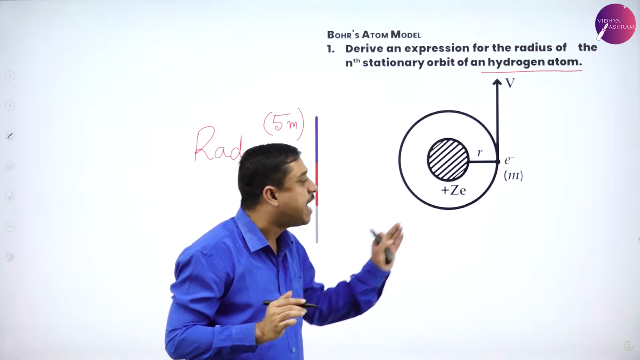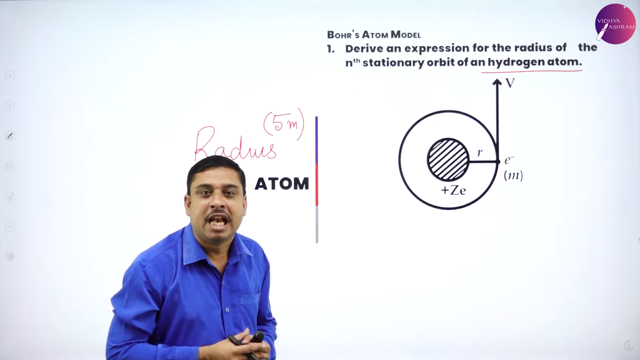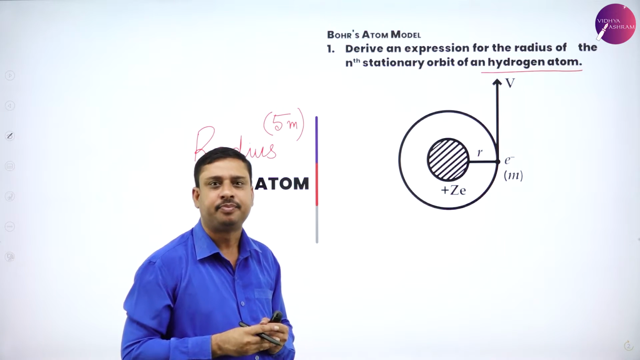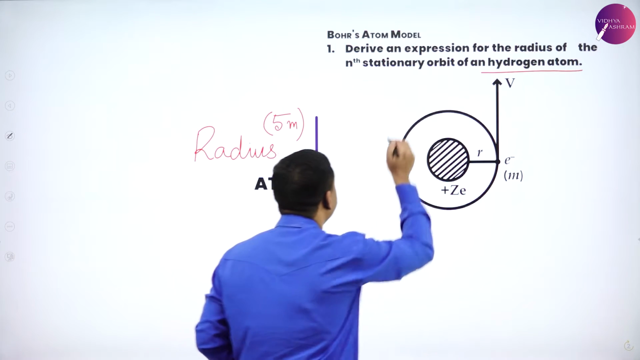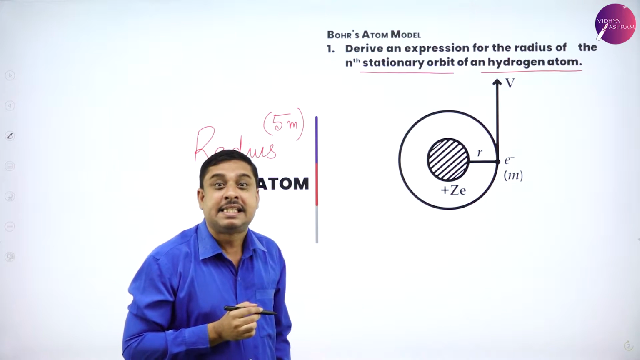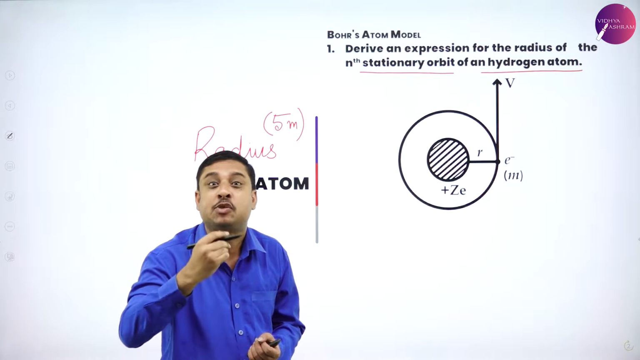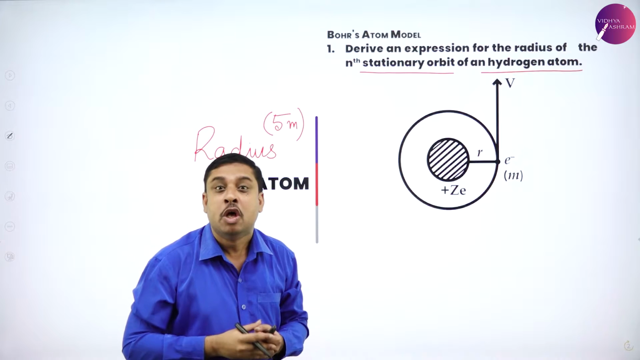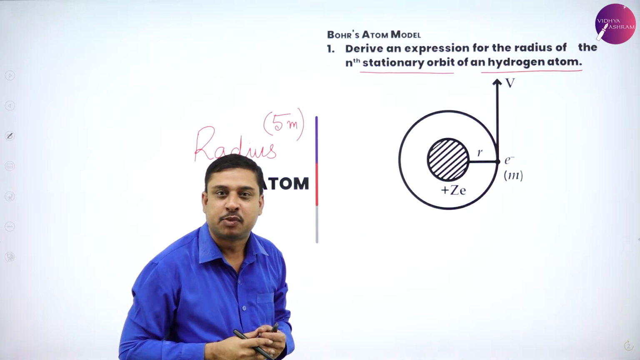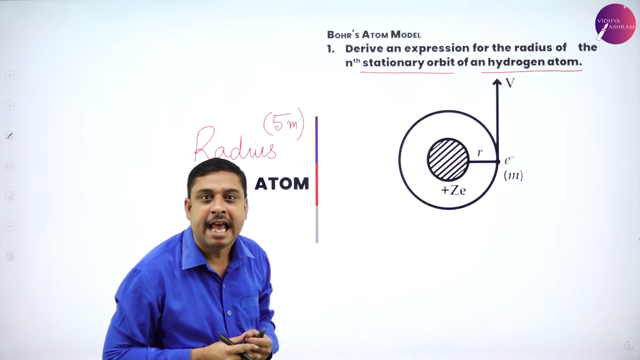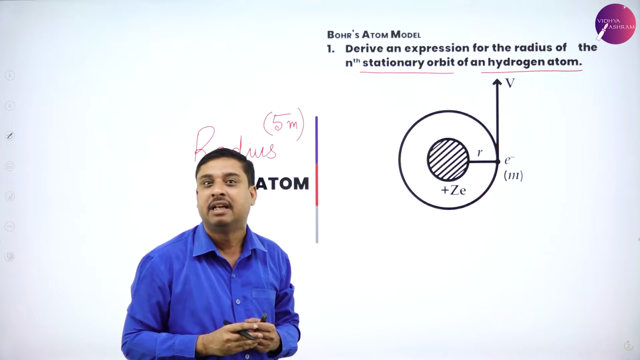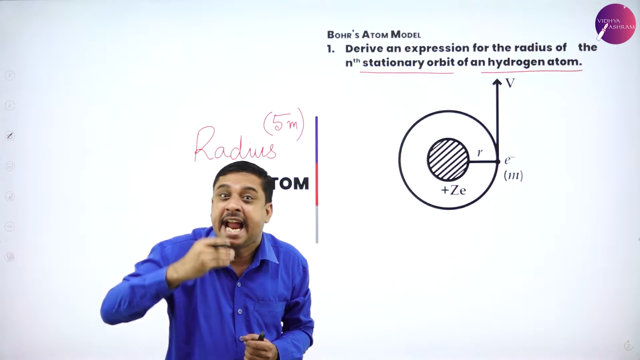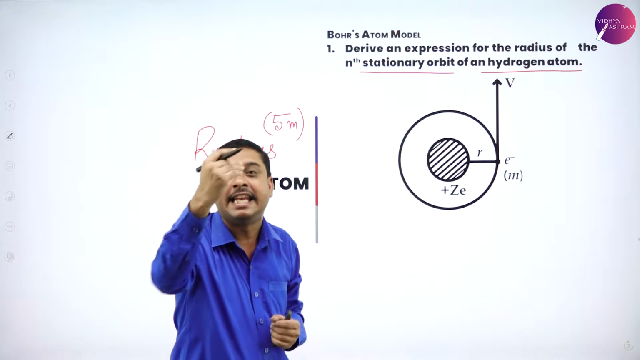And all these derivations are connected. If you learn one derivation thoroughly, the other 3 are simply a cakewalk. My dear students, yesterday we studied about the stationary orbits. Why is Bohr calling the electron orbits stationary orbits or non-radiating orbits? It is because as long as the electron stays in that particular orbit, it will not radiate any energy. It will not lose any energy.